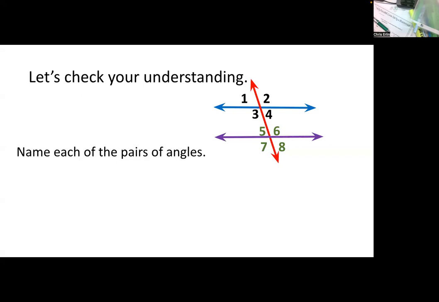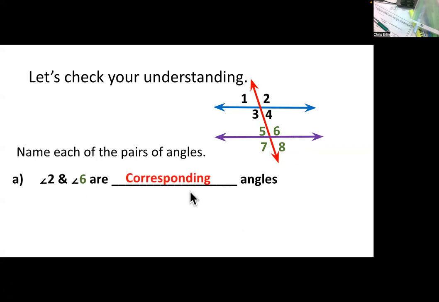All right, let's see if you get it. 2 and 6. Don't say it out loud, please. Hold that thought for a second. Look at these and decide which naming pair relationship we're going to use. On the count of 3, I want you to say it out loud. 2 and 6. 1, 2, 3. Excellent. Those are corresponding.